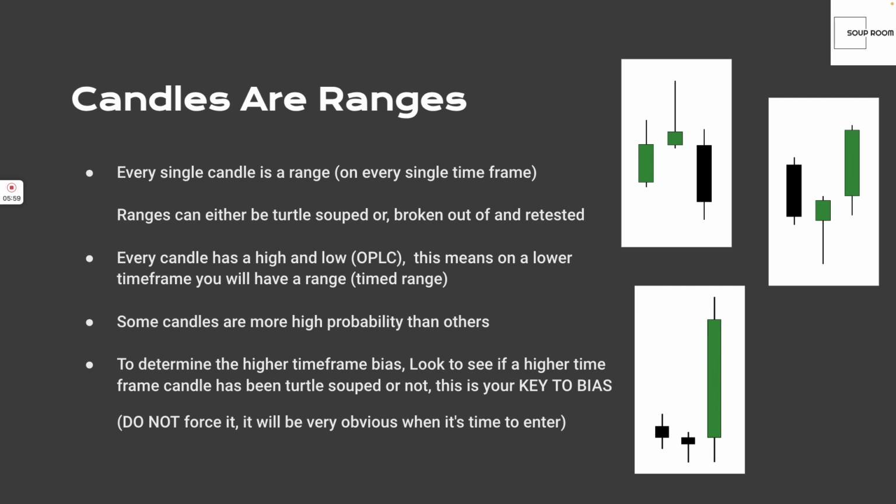To determine the higher time frame bias, look to see if a higher time frame candle has been turtle souped or not. This is the key to bias. Do not force it. It'll be very obvious when it's time to enter. For example, right here, we wicked above the candle's high. This is bearish. We did not close. Same thing here, wick below, bullish. We did not close. Same thing here, wick below, bullish.